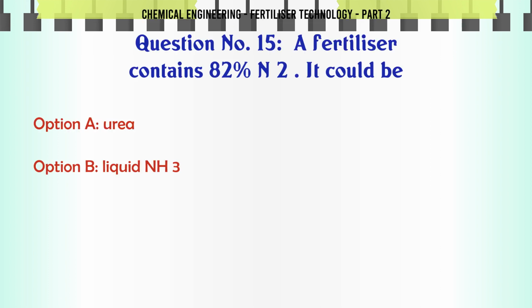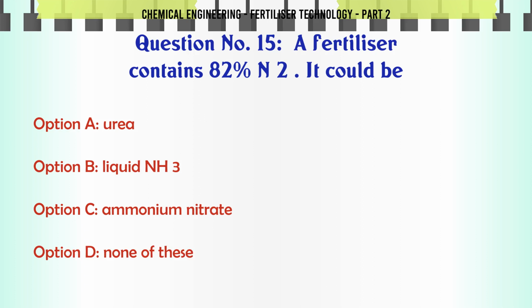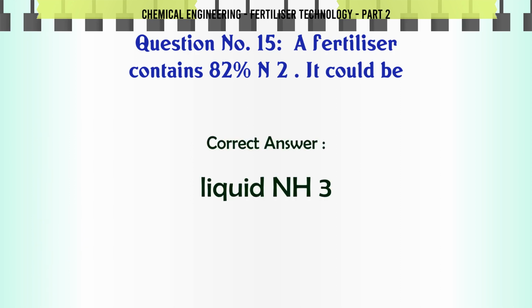A fertilizer contains 82% N2. It could be A. urea, B. liquid NH3, C. ammonium nitrate, D. none of these. The correct answer is liquid NH3.